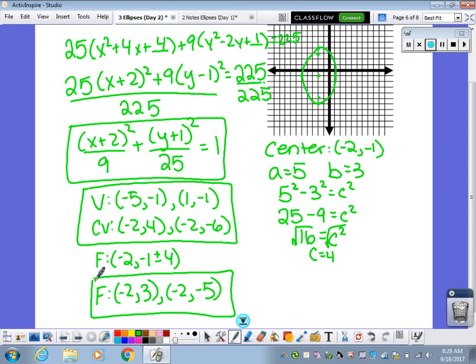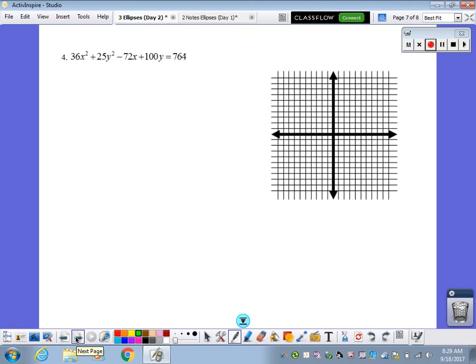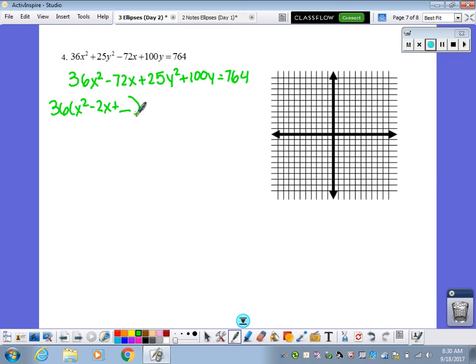Now let's go on to the next problem. Same as before, got to get our x's together, got to get our y's together. We got to take out the largest number. So 36x squared minus 72x plus 25y squared plus 100y is equal to 764. So take out our largest number here, which is 36. Leave our plus blank. Plus 25, we take out of here, y squared plus 4y plus blank is equal to 764 plus blank plus blank.